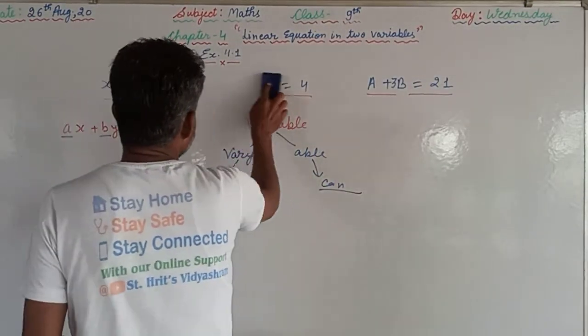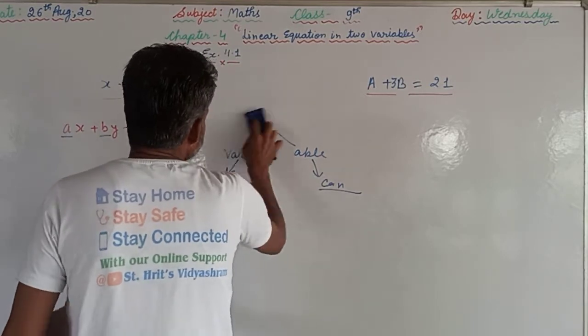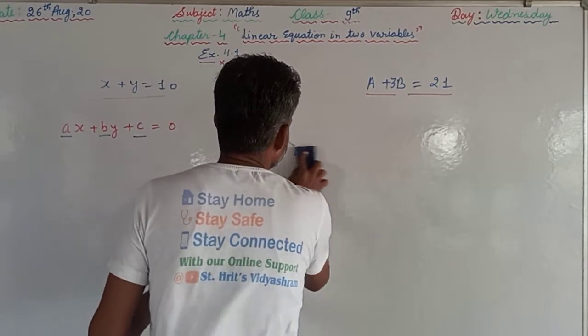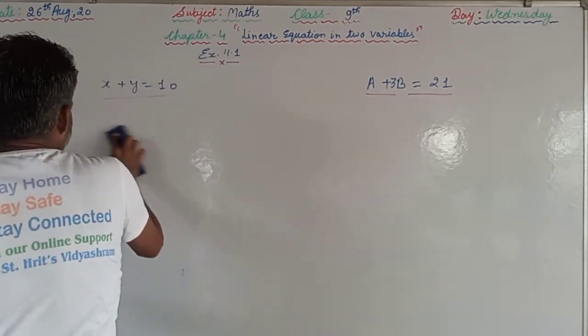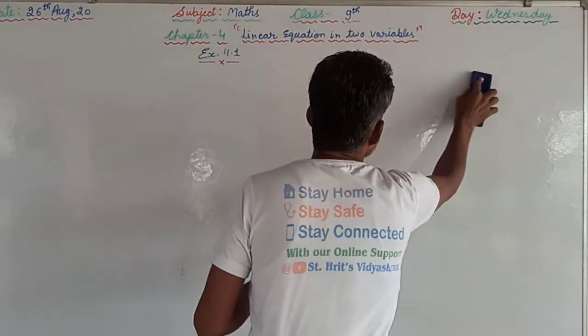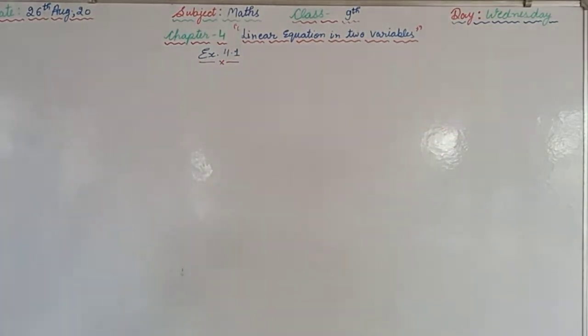So now we are supposed to proceed to the exercise, that is exercise 4.1. In 4.1, question number 1, cost of a notebook is twice a pen. We are supposed to formulate the equation for that. Let the cost of notebook be x.